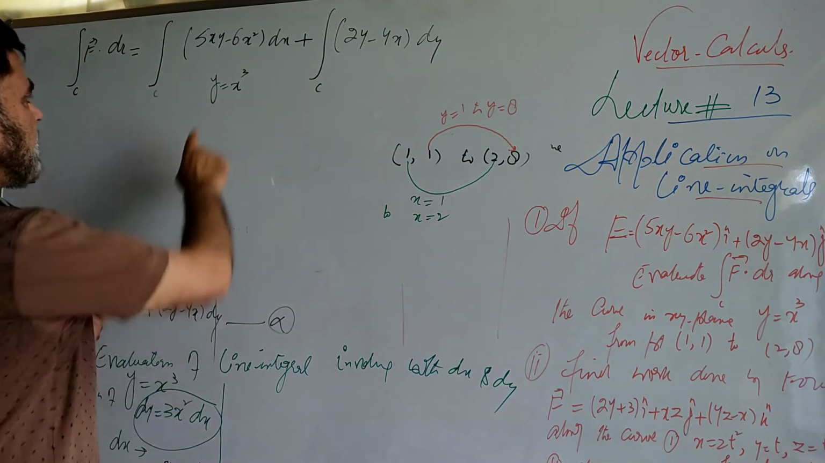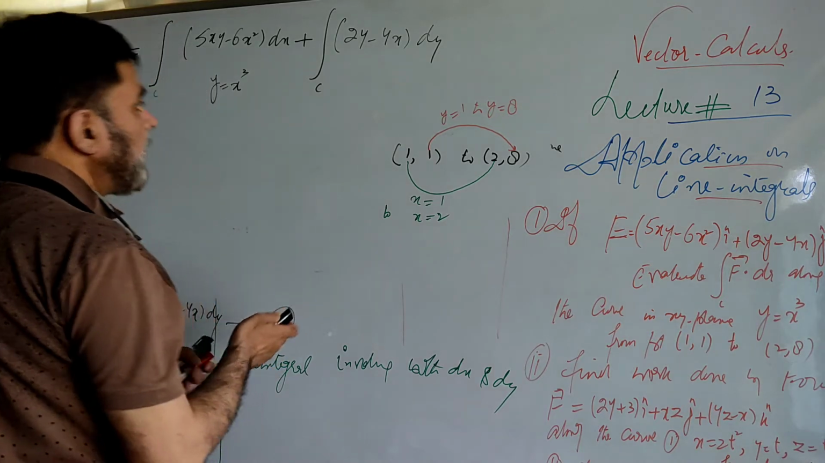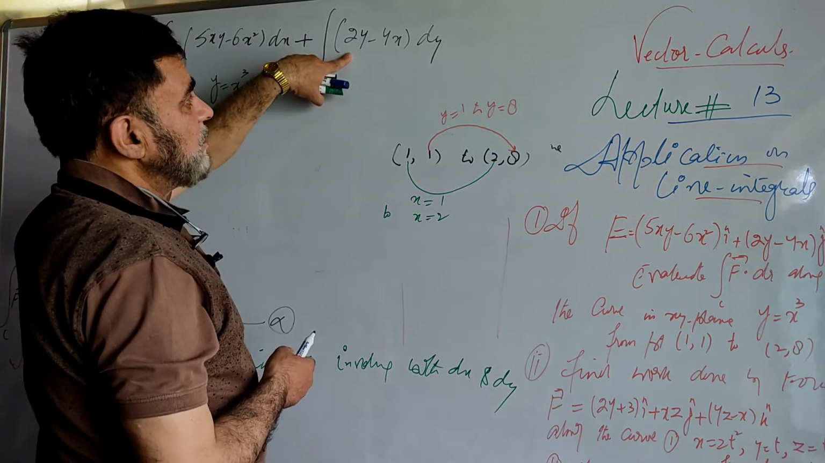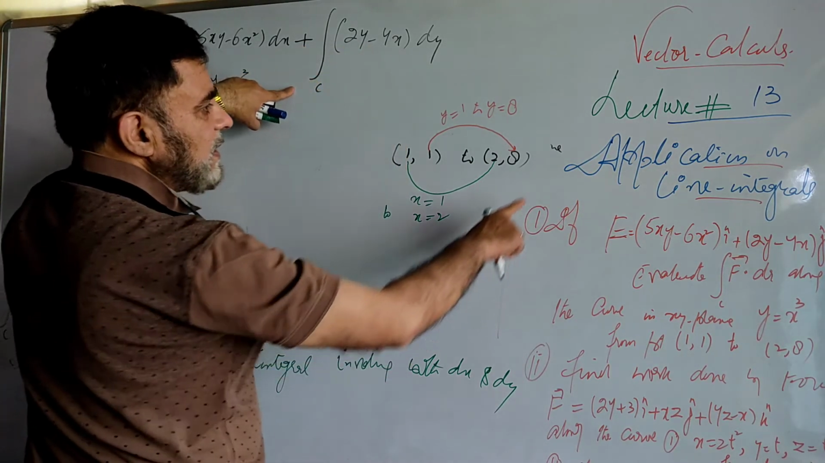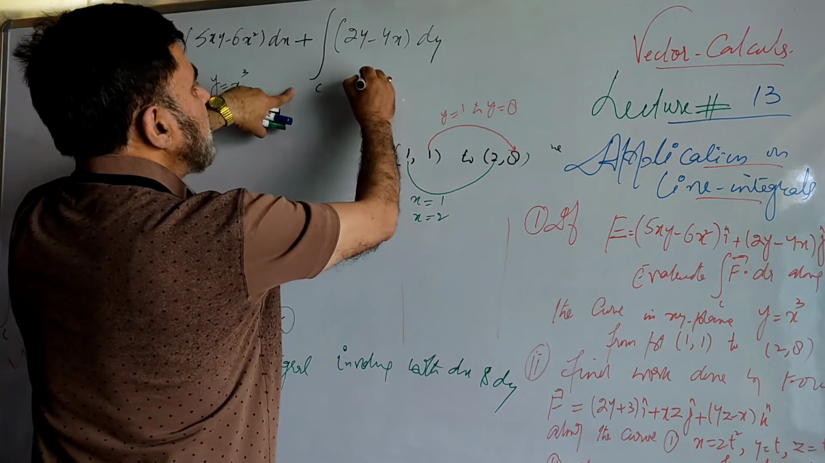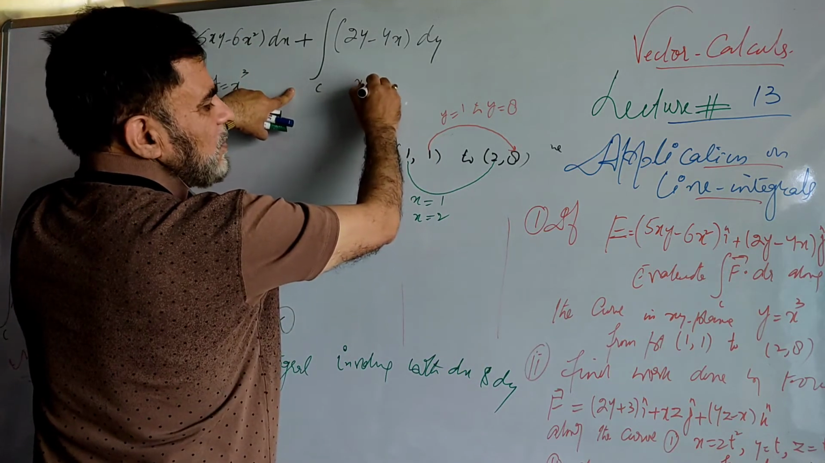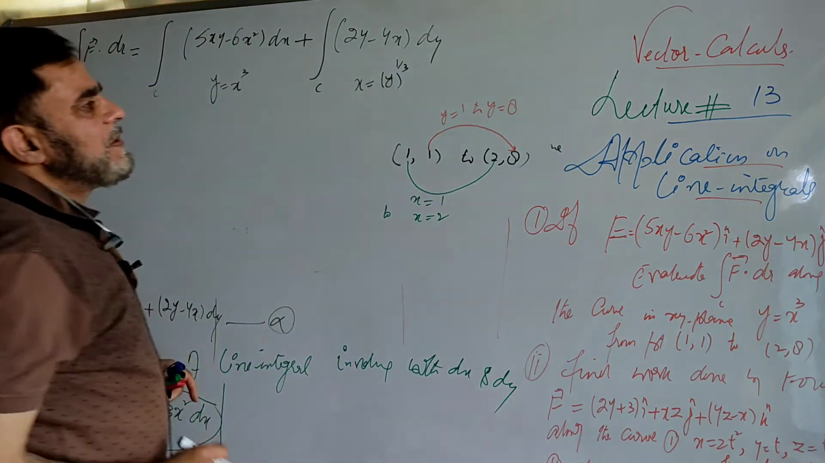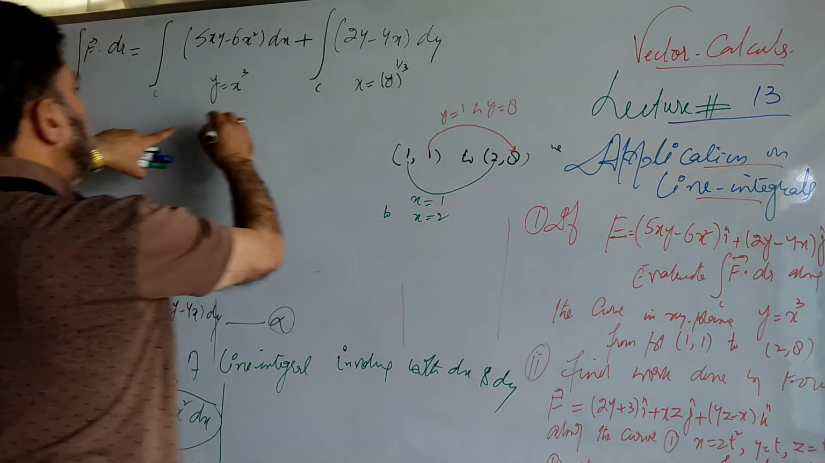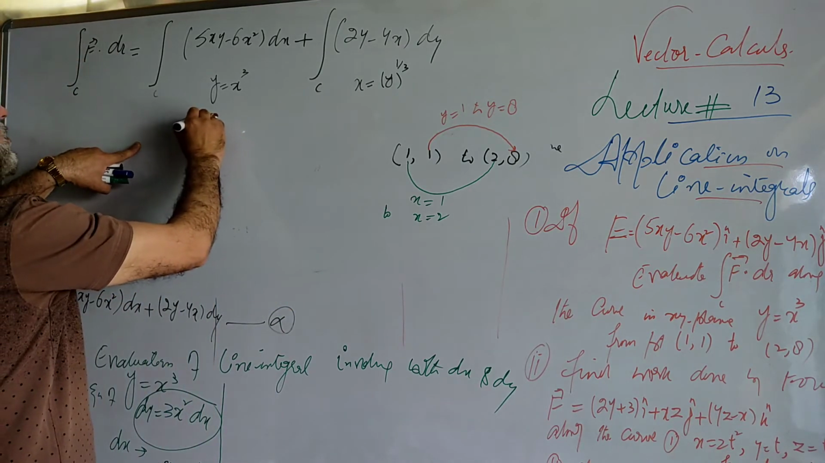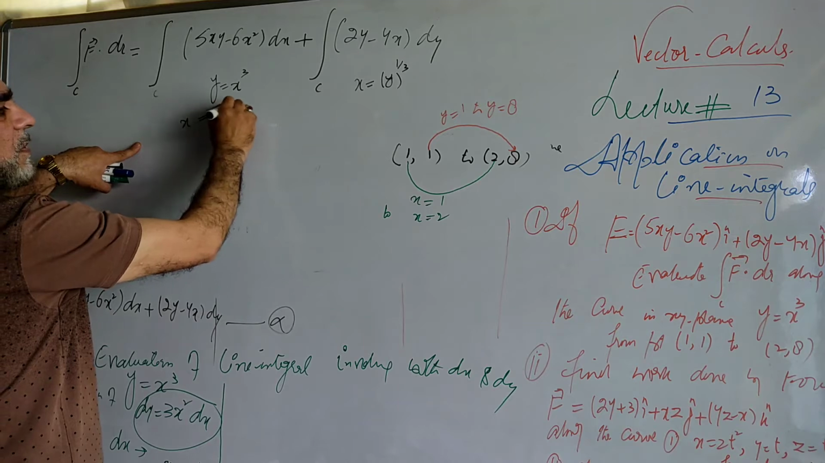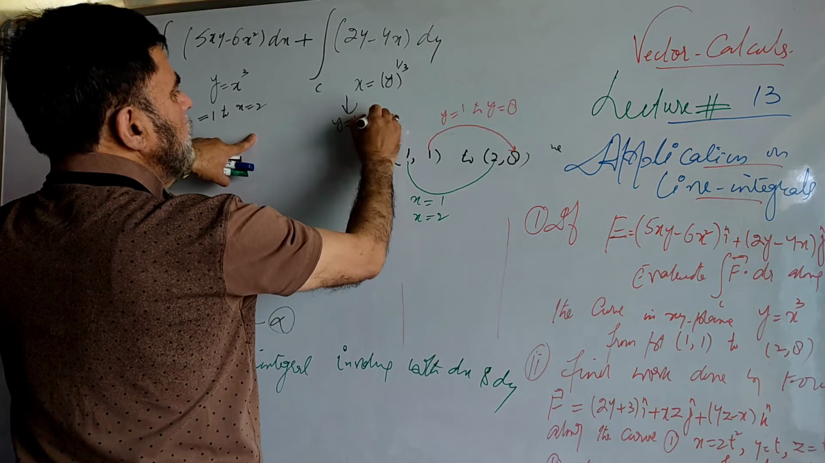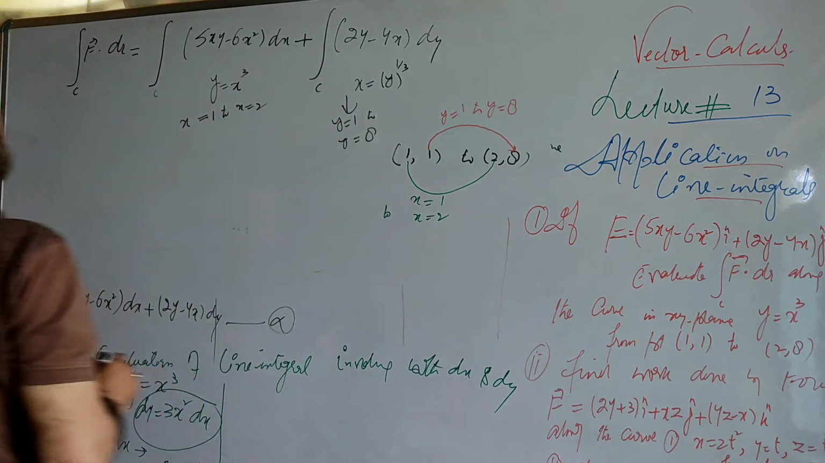So I will replace here y by x cube. Now what about the second integral? I have here dy, but I have to evaluate this second integral in terms of y. So I have to replace x there. What is my curve? Y is equal to x cube. That means I will replace x by y raised to the power 1 by 3. It comes in terms of y, and the limit here will be, for x, x is equal to 1 to x is equal to 2. Here the limit will be y is equal to 1 to y is equal to 8. You see what happens now.